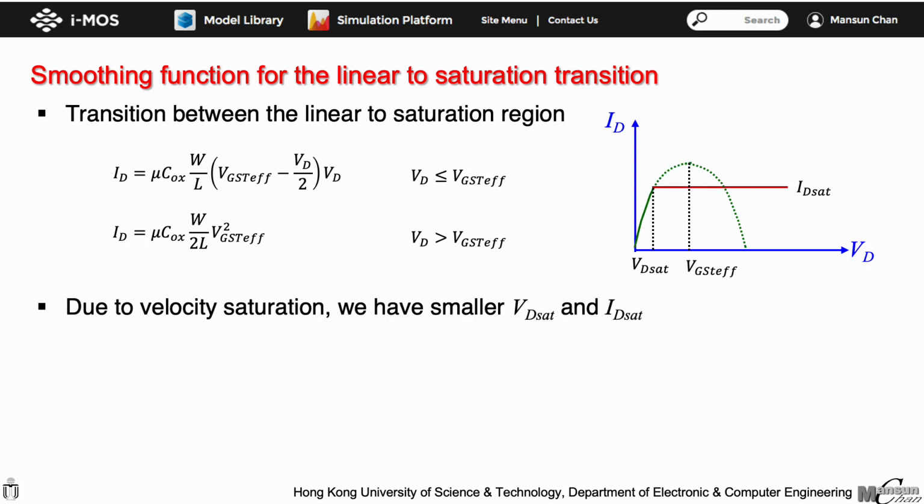In particular, due to the effect of velocity saturation, the switchover point from the linear region to the saturation region will occur at the saturation drain voltage VD set, which is smaller than the VGST effective. The new characteristics is shown in the figure. While the current is still continuous after adjusting the saturation drain current, the derivatives at the VD set point become discontinuous. To ensure the continuity and smoothness of the function and its derivatives, another smoothing function is used.